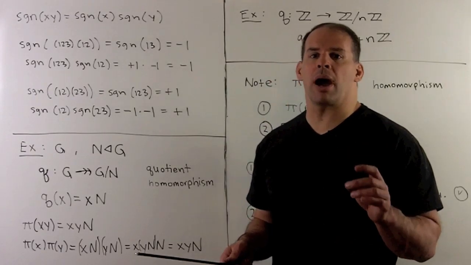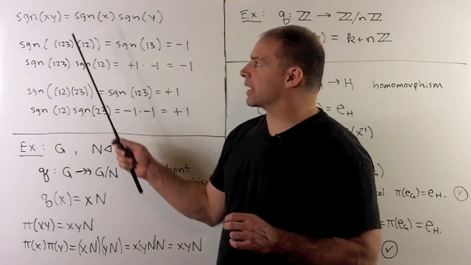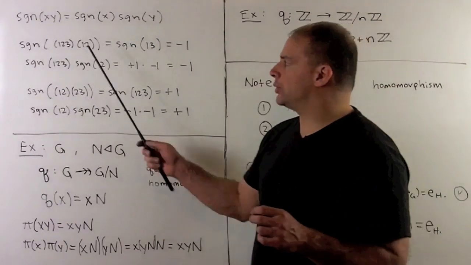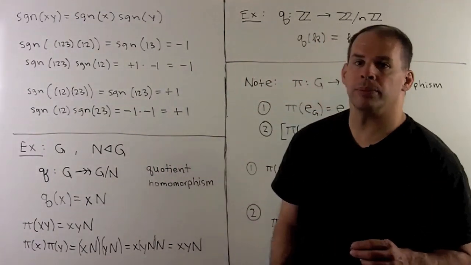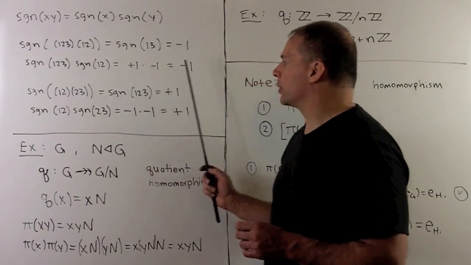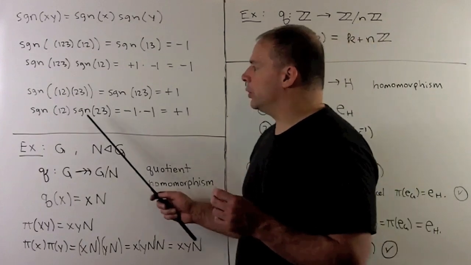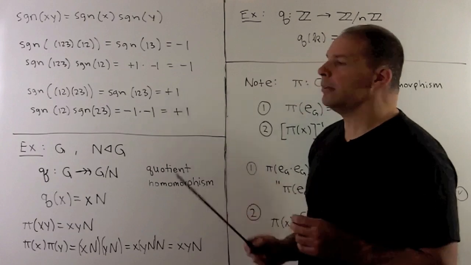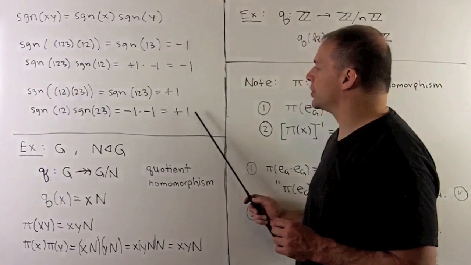To see the homomorphism property, we'll check on a few examples. So we want to show that sign of xy equals sign of x times sign of y. If we use (1 2 3) and (1 2), the product is (1 3), and that goes to minus 1. If we work it out separately, we have a 1 and a minus 1, so that goes to minus 1, and it checks out. If we use (1 2) and (2 3), the product is (1 2 3), and we get a 1. If we work it out separately, we get a minus 1 and a minus 1, which gives us a 1.